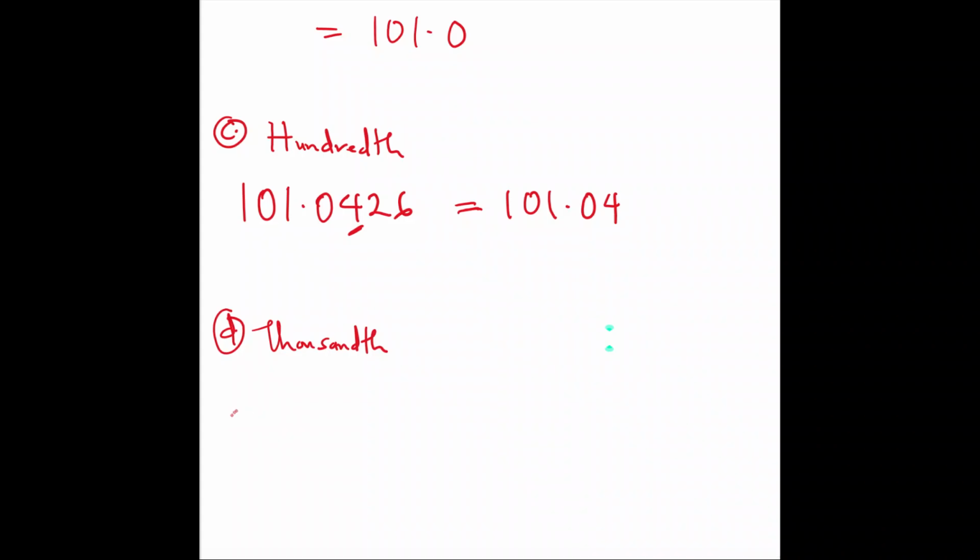So if we are rounding up now to the nearest thousandth, let's round up to the nearest thousandth now. So we have 101.0426. So this is the tenth, this is the hundredth, this is the thousandth place. Okay, and this is the number we're considering, we have 6 at the back of 2. Because 6 is greater than 5, we round it up, we add +1 to 2, right? So if we round it up, it will be 101.043. Okay, so this is all about rounding up and rounding off numbers.